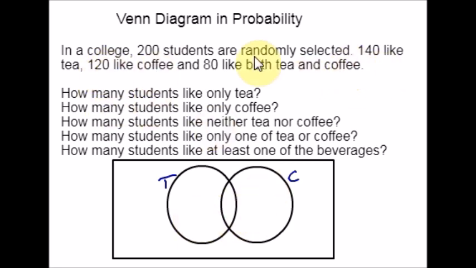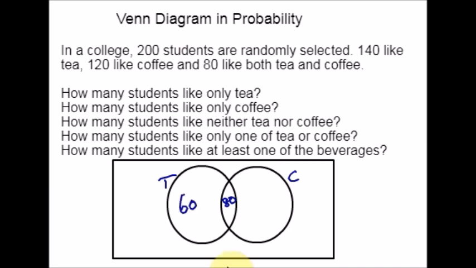140 like tea and 120 like coffee. 80 like both tea and coffee. You always have to start from the intersection part. 80 like both tea and coffee, so I'm going to enter this number in the center. Start from the intersection part and then exclude that number from the others. So how many like tea? 140 totally like tea. Already we have entered 80. So 140 minus 80 is 60. Am I right? So 60 like tea only.